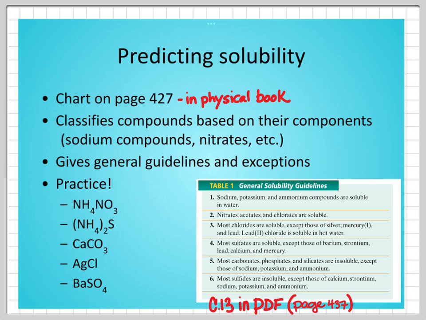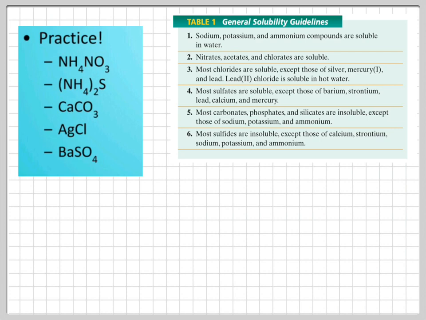So let's practice. We're going to begin with the first one on this list, ammonium nitrate. So as I look at these guidelines, guideline number 1 says that sodium, potassium, and ammonium compounds are soluble in water. Okay, so based on the fact that this is an ammonium compound, it should be soluble. But I'm going to keep reading to make sure there are no specific cited exceptions. Rule number 2 says nitrates, acetates, and chlorates are soluble. Hey, this is a nitrate.